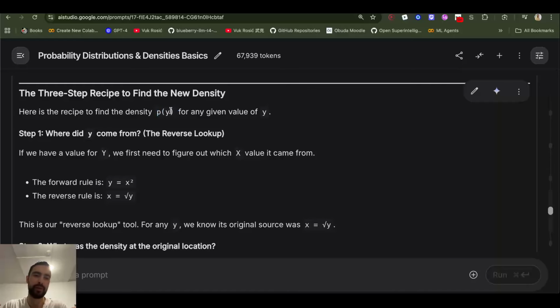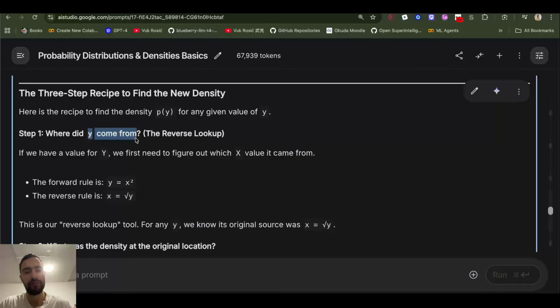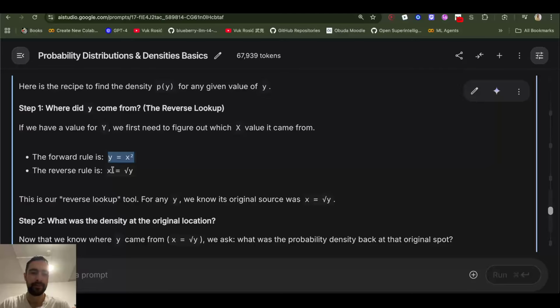So we want to find the probability of y for any given y value. So where did y come from? If we have a value of y, we need to figure out which value of x it came from. We know that y is equal to x squared. This is our transformation. So to find the value from which this y came, we can say x is equal to the square root of y. This is called reverse lookup, and for any y, we know its original source was x, which is equal to the square root of y.